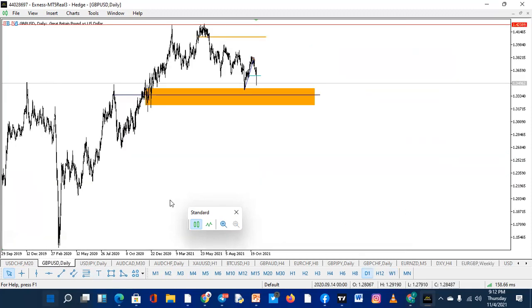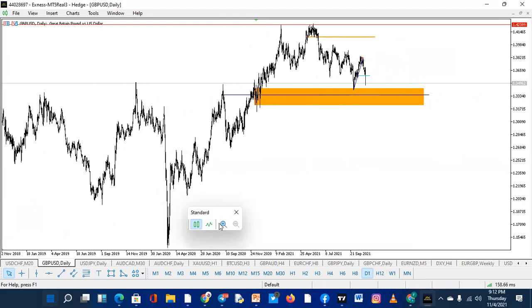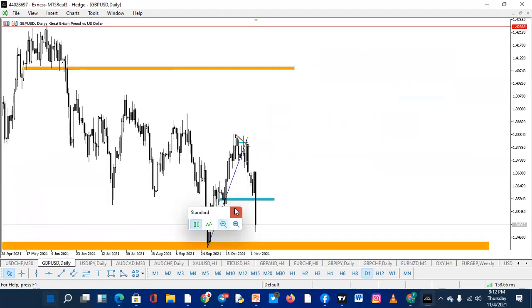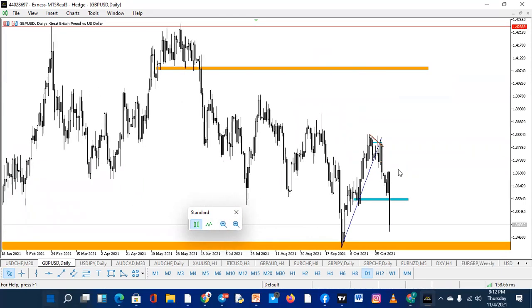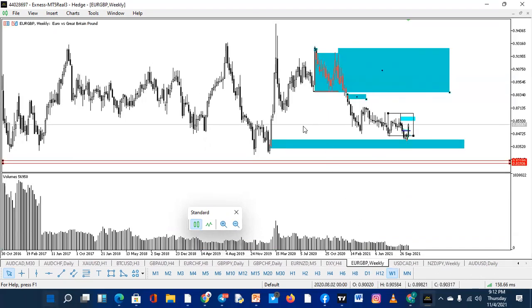Let me give you another example on the GBP. You've taken the chart away. Where you marked, I see that price has touched the higher time frame point of interest. Yes, okay. So let's check if there is a base drop there.